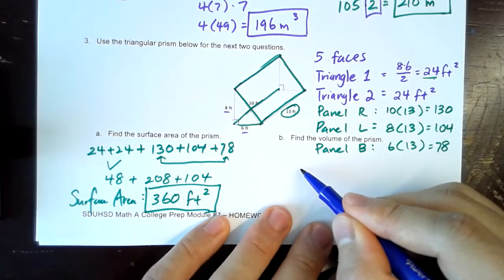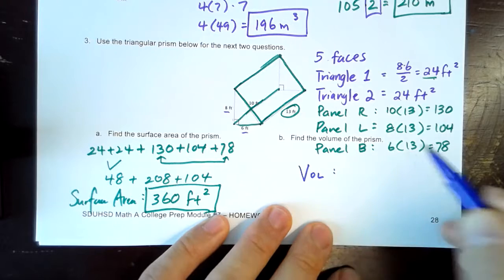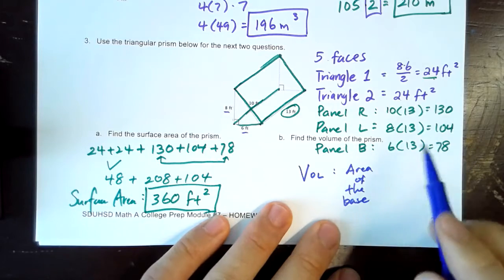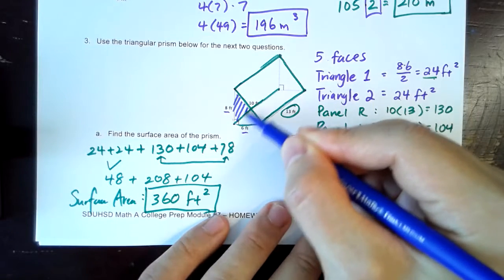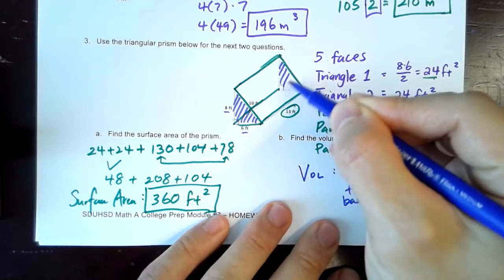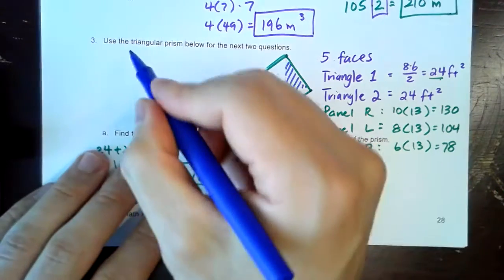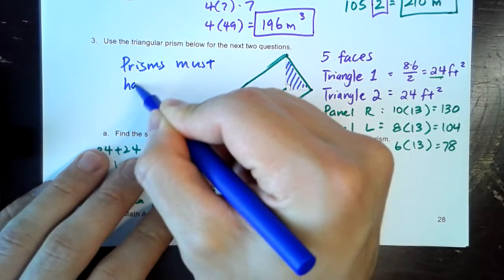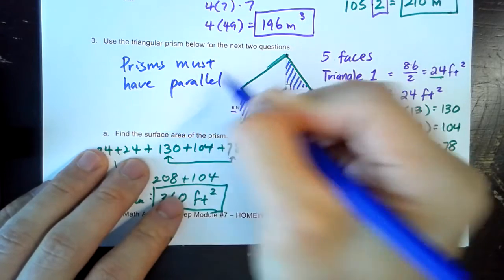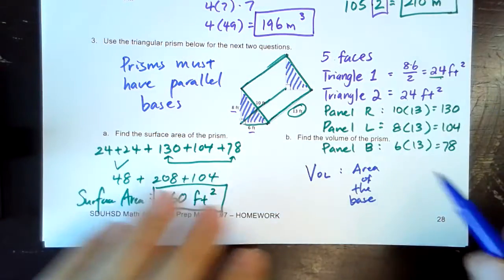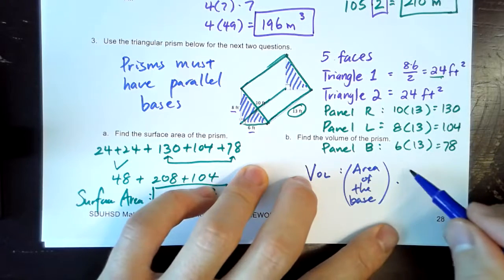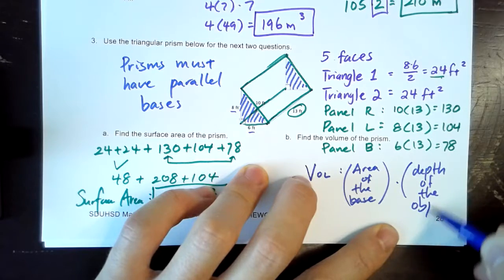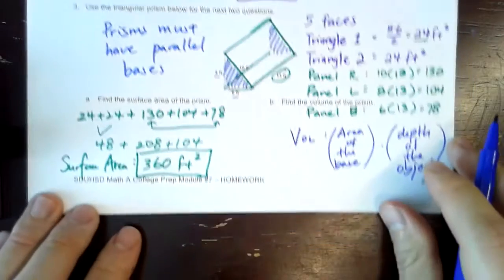So for volume, all you have to do is calculate the area of the base. In this case, since it's a triangle, this triangle is considered the base, and this triangle is considered the base as well. Remember, prisms must have parallel bases, and in this case, the triangles are the bases. So if you find the area of the base, all you have to do after that is multiply by the depth of the object, and you will find the volume.